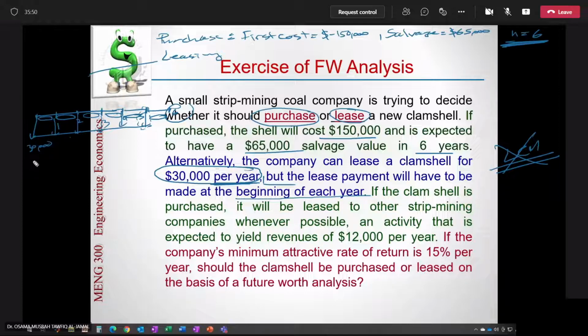Let's continue to see what else we have. Now, if the clamshell is purchased, i.e. now returning back to the first alternative, it will be leased to other strip mining companies. يعني بيحصلون revenue منها، بيأجرون على شركات ثانية whenever possible. An activity that is expected to yield revenue.